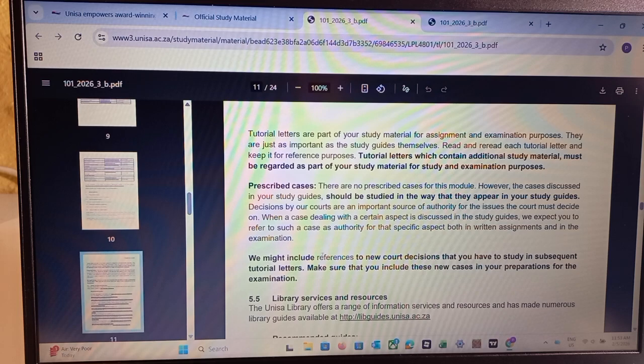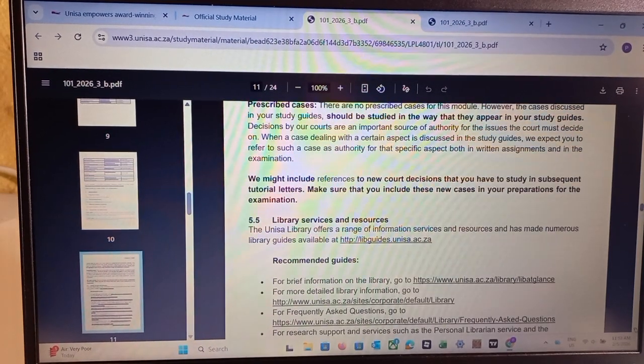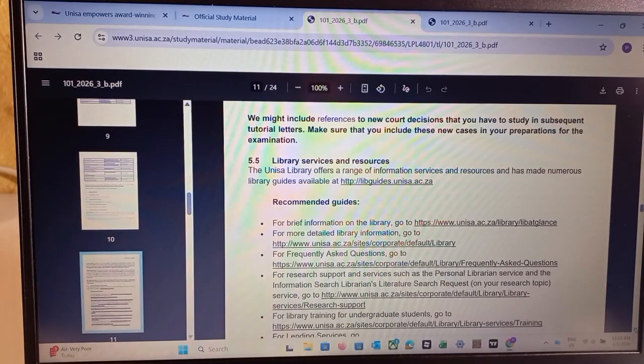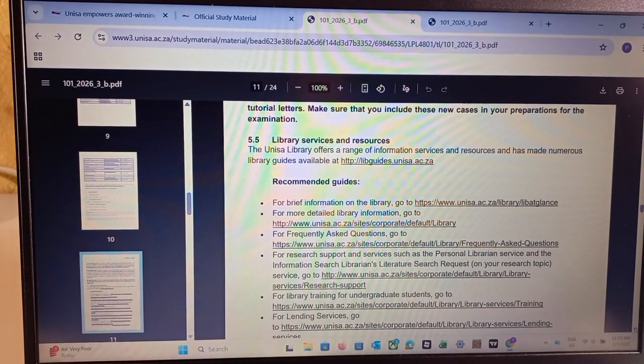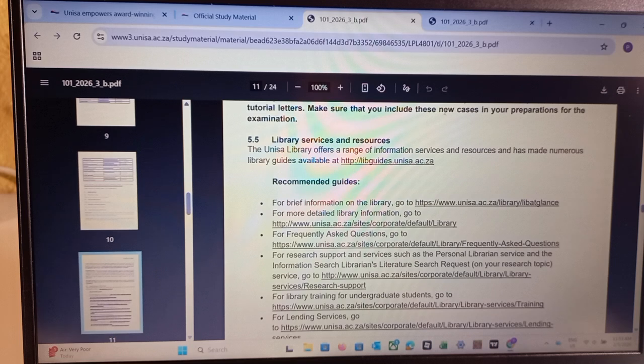We might include references to new court decisions that you have to study in subsequent tutorial letters. Make sure that you include these new cases in your preparations for the examination. Okay, so as you're reading through your tutorial letter, you must take note of the statements written in bold letters to show that they are important. Not the subheadings, of course, like these ones are subheadings. I mean the statements that are written there, right?